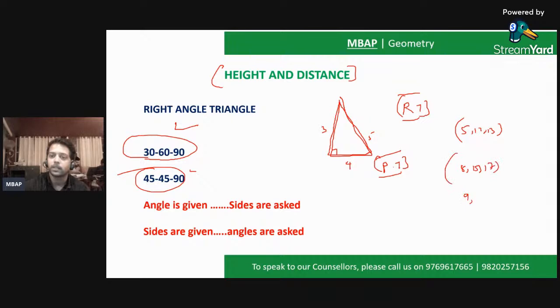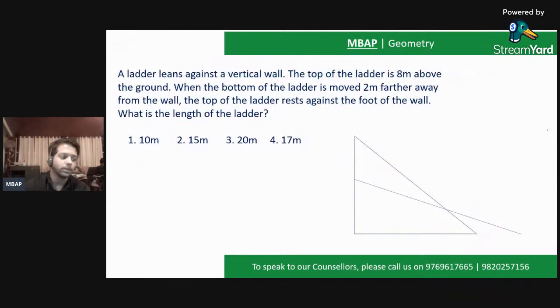You will see values like 9, 40, 41. You will see values like 11, 60, and 61, so on and so forth. The only part which I want you to do is to try to memorize as many Pythagoras triplets as possible. If you have done that, you don't even need to solve these questions, which is going to be quite easy for you to solve in the paper.